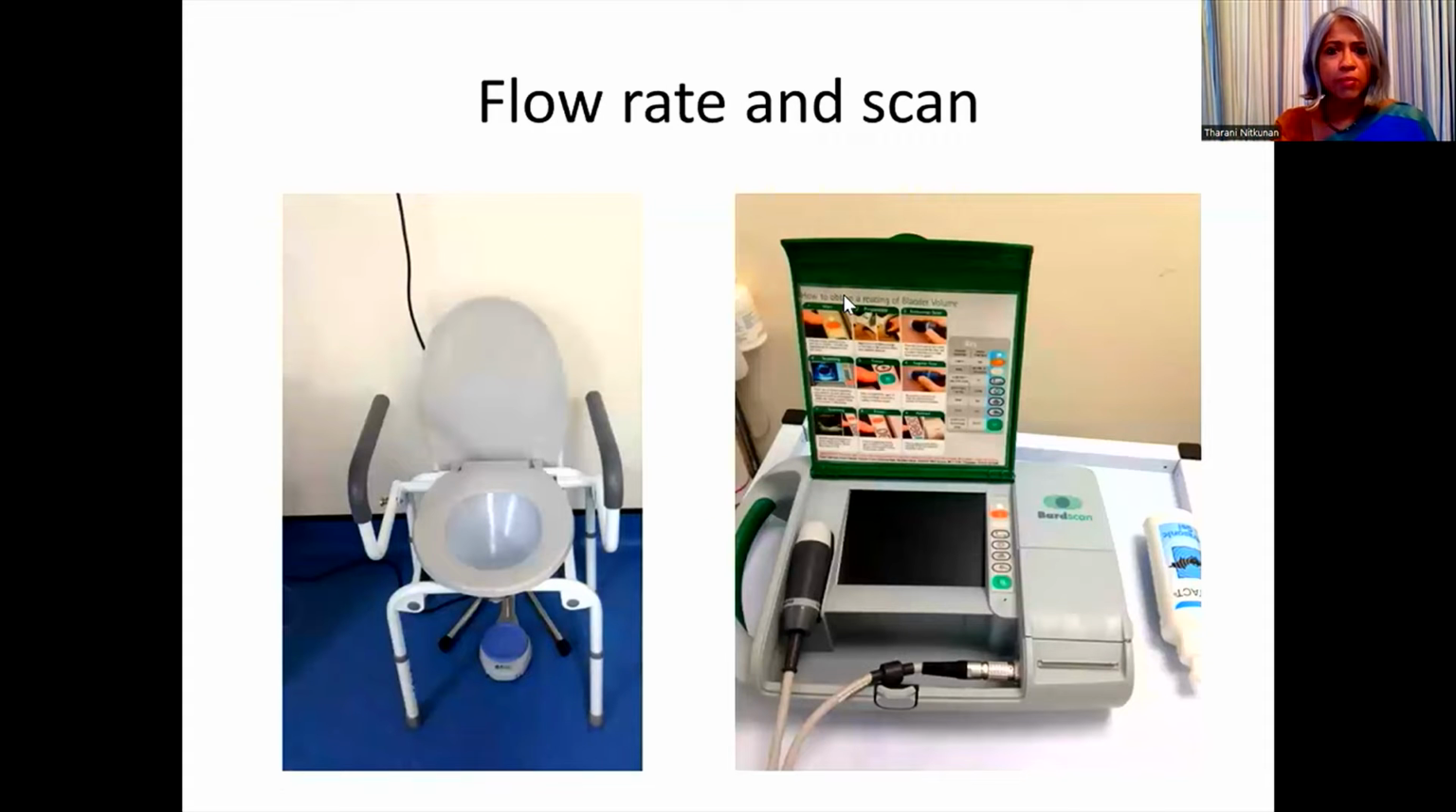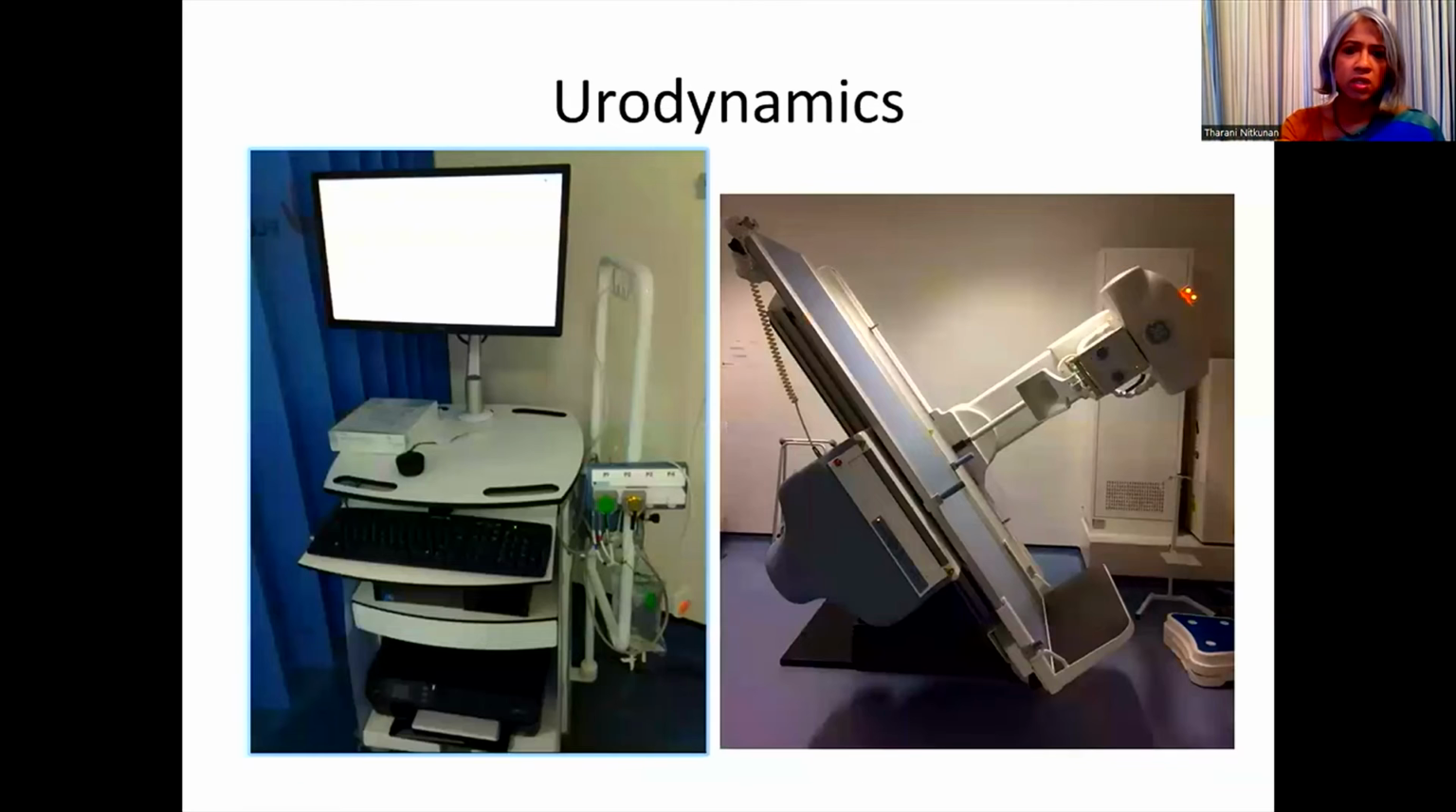This is the most basic of urodynamics, a flow rate and a bladder scan. And I hope all of you have access to this in the units that you're in. This enables a flow rate curve and a post-void residual to be measured.